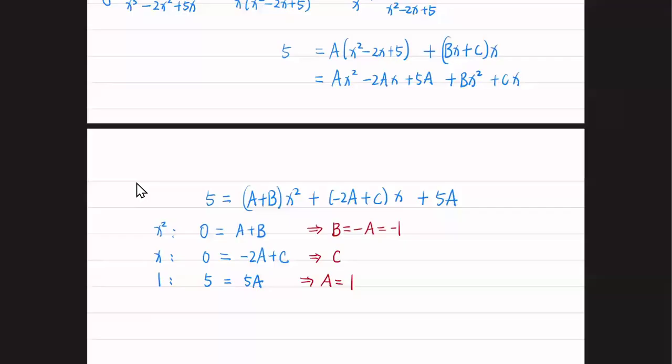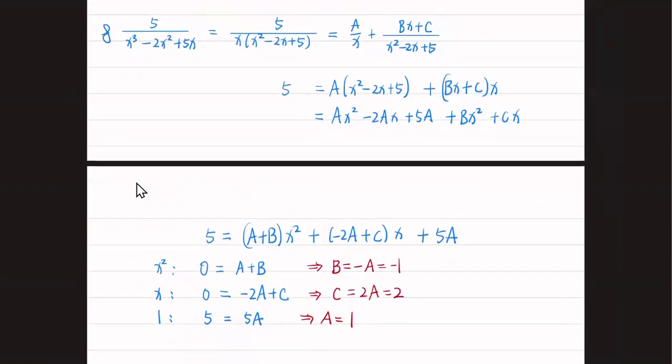Okay, let's try to be careful. I know you can do it, but just be careful. So C will be 2. Yes. Okay. C is 2a. Okay. So this is the partial fraction decomposition.